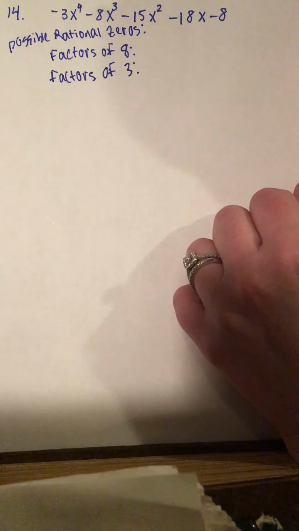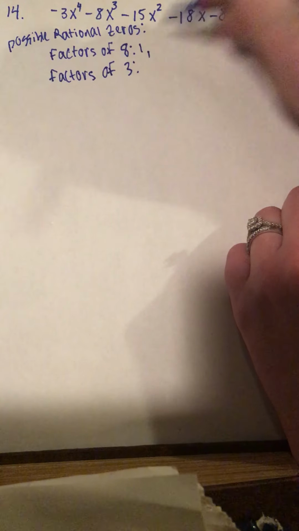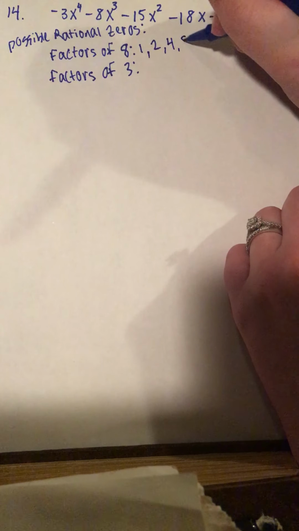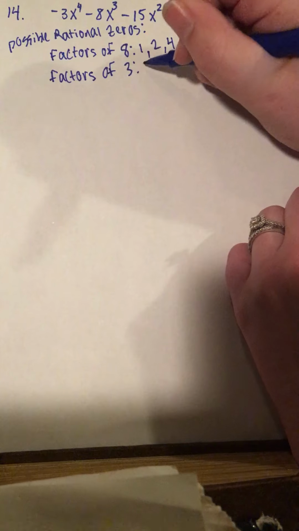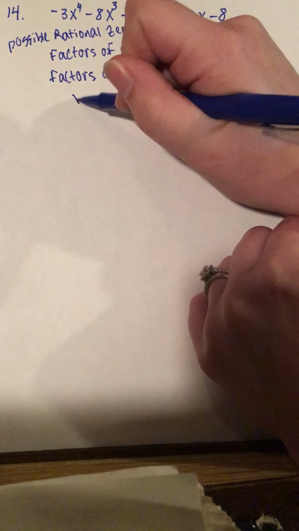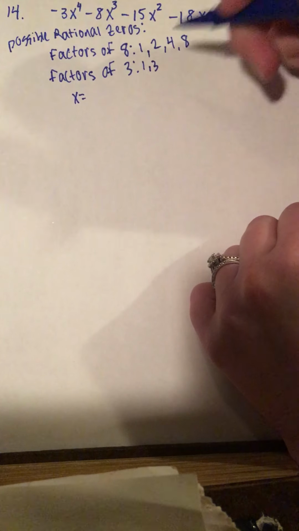All right, so let's actually write these out. What are factors of 8? 1 goes into 8, 2 goes into 8, 4 goes into 8, and 8 itself. And then factors of 3, we have 1 and 3. Okay, so our potential rational zeros are going to be every combination of dividing these numbers.